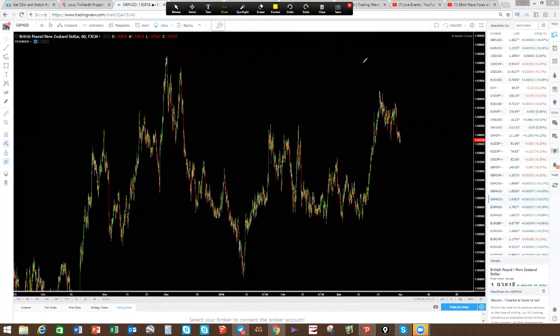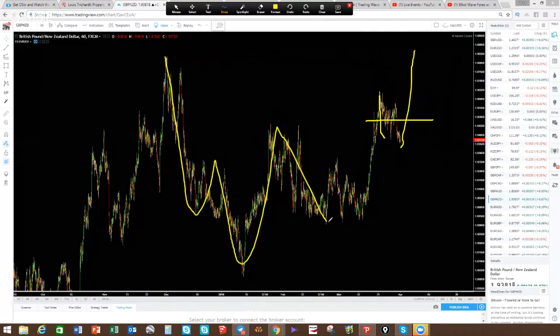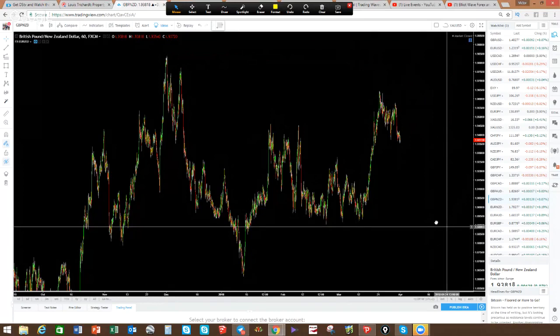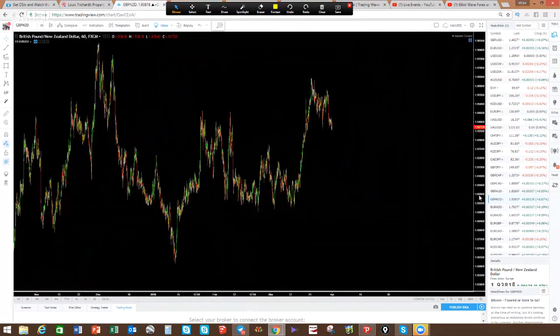It can still give us that corrective structure. It can still go sideways and take us back to where we want it to go, which is 1, 2, 3, and then we should come back with an impulsive move and then a move up. Right, so that's pound New Zealand, pound AUD. I think we've done all the pound pairs. Now let's look at the euros.